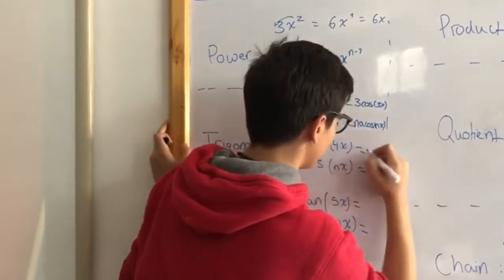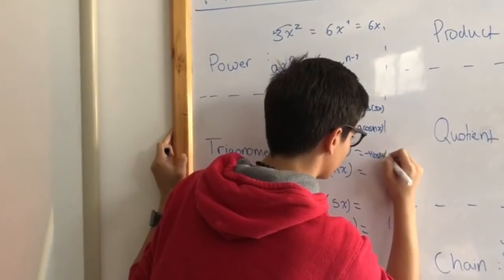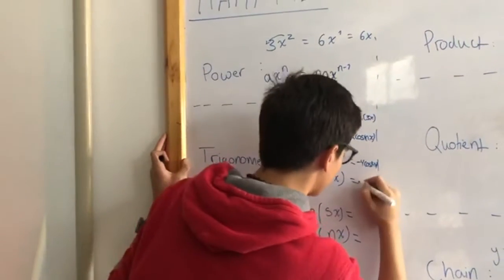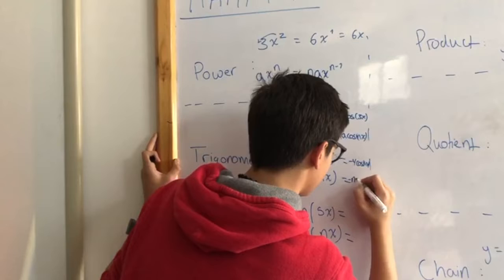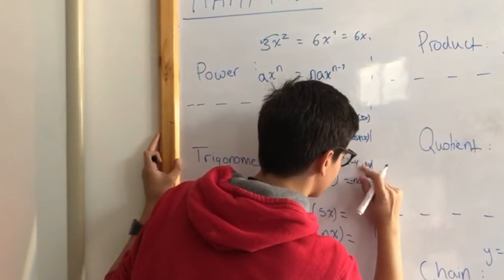Then, for the cosine function, when you differentiate, it will become negative sine. So it will become negative 4 sine of 4x. And in general, for any cosine function, it will become negative n a sine of nx. This should be a sine, sorry.